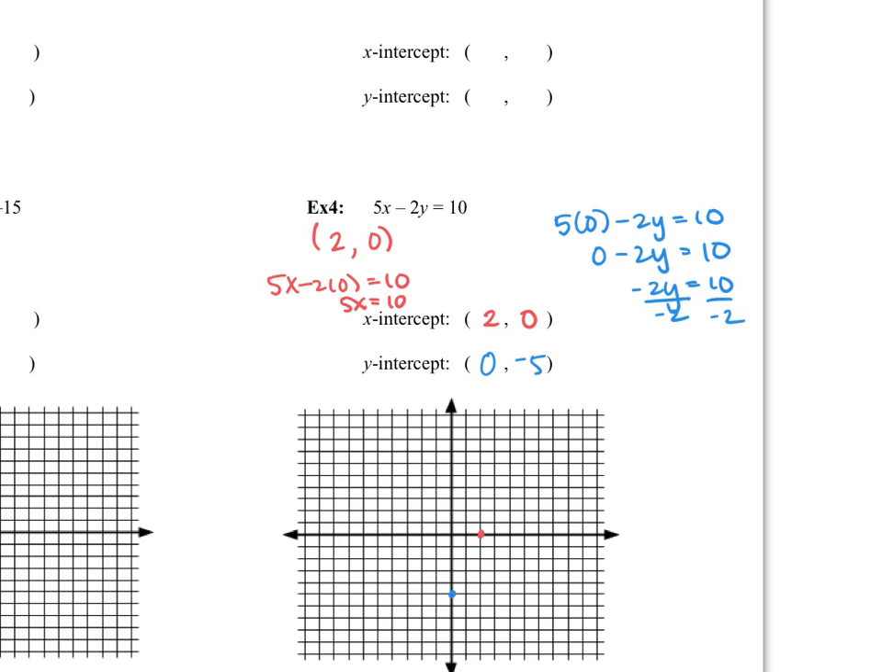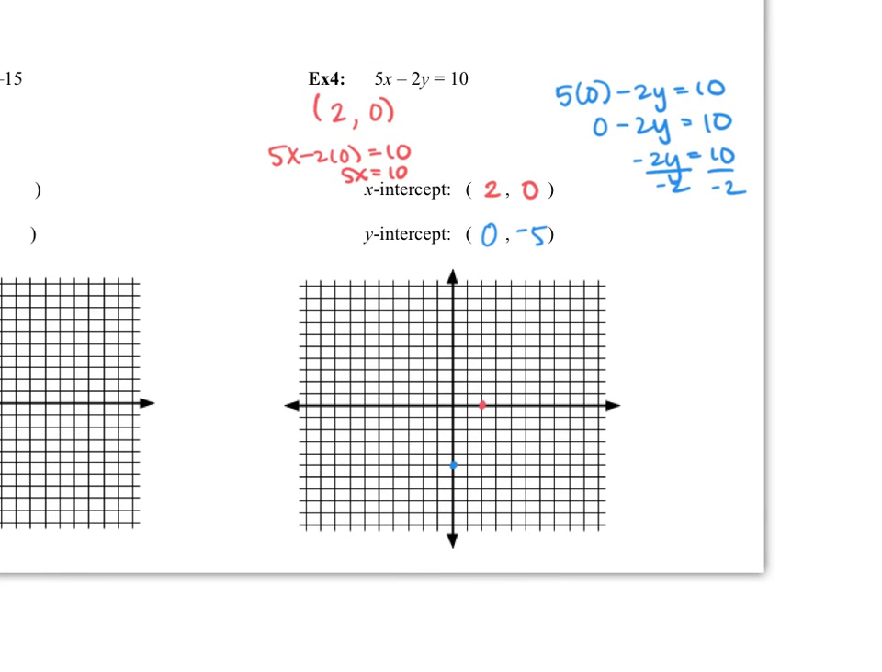And when I go to graph this, I need to make sure I'm using something straight in order to have an accurate line. And in this case, I would have arrows on both ends, since my line can extend forever in both directions.